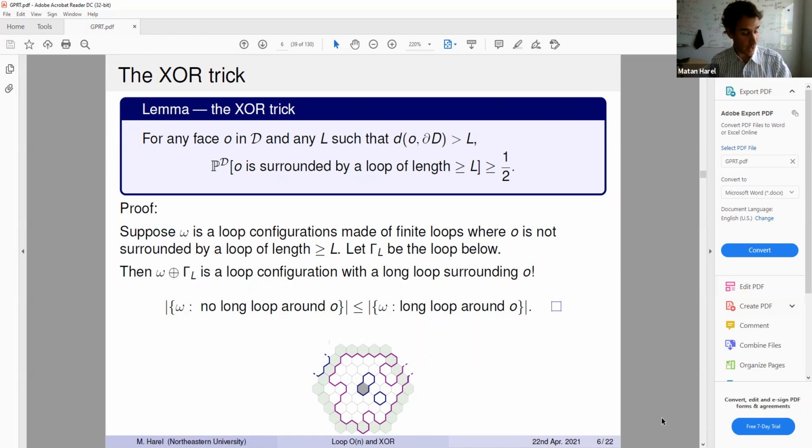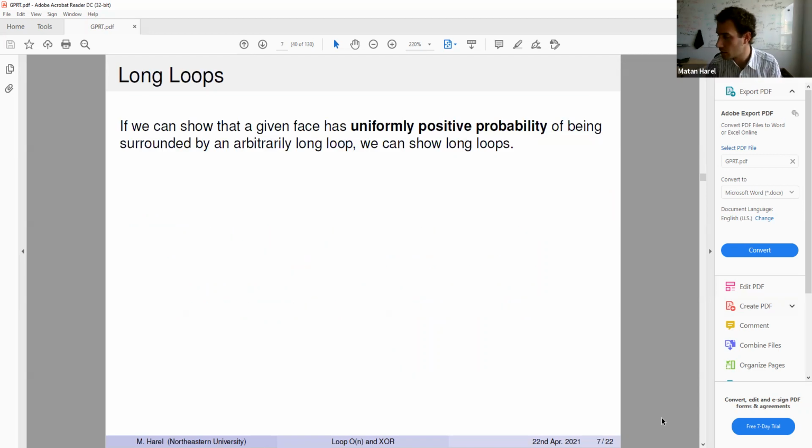Now, this is not a long loop. Remember, I defined long loops to make sure that if I have a single face, it's going to be covered by infinitely many loops. But it's not very difficult to prove that this implies long. So let me see if I can give you that argument. The idea here is that the lower bound of 1/2 on the probability is uniform in pretty much everything. For any L, for any domain, if I pick the domain large enough, I'll find a long loop.